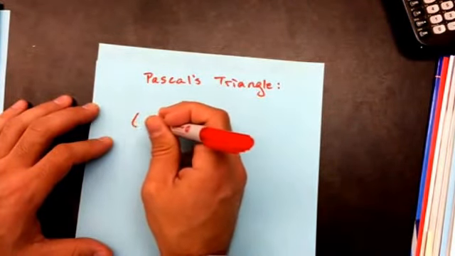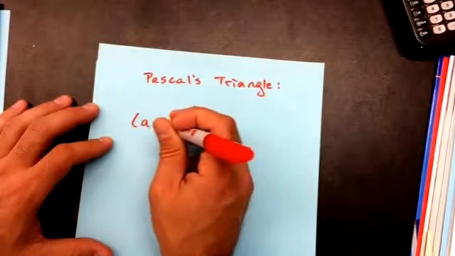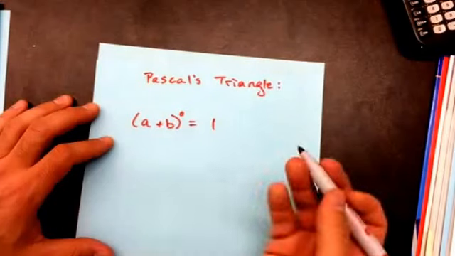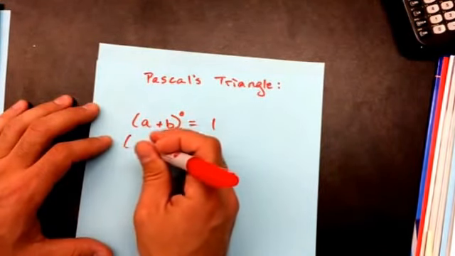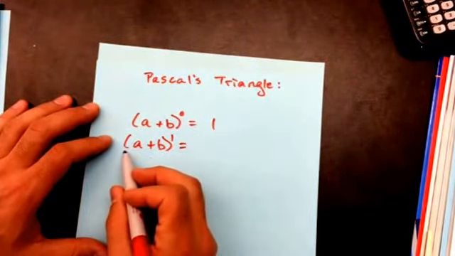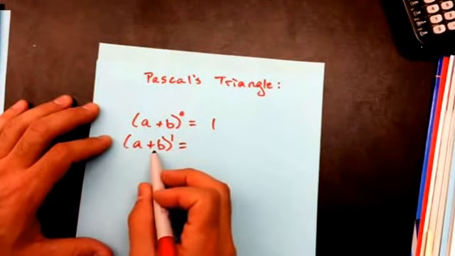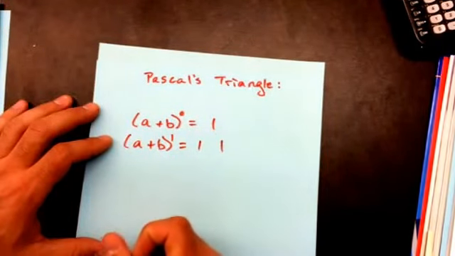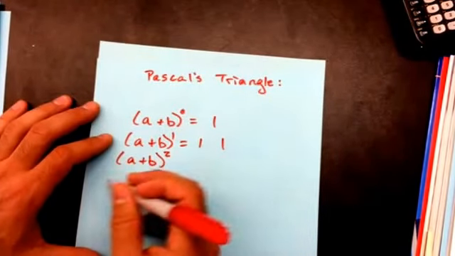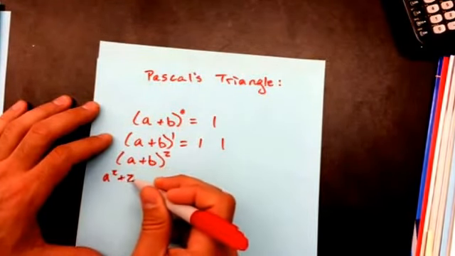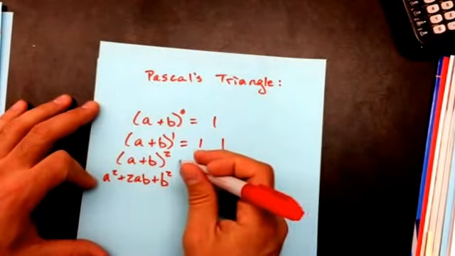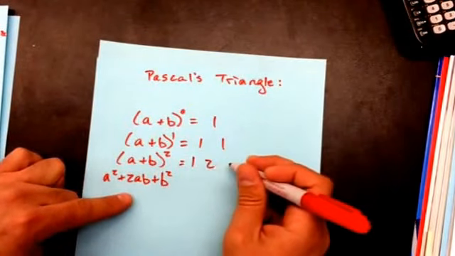If I have something like (a + b) to the power of 0, anything to the power of 0 equals 1. So that equals 1. If I have a plus b to the power of 1, that means it's just itself. So the coefficients, the numbers in front, are just going to be 1 and 1. If I have a plus b squared, when I expand this, I'm going to get a squared plus 2ab plus b squared, which means that I'm going to have coefficients of 1, 2, and 1.